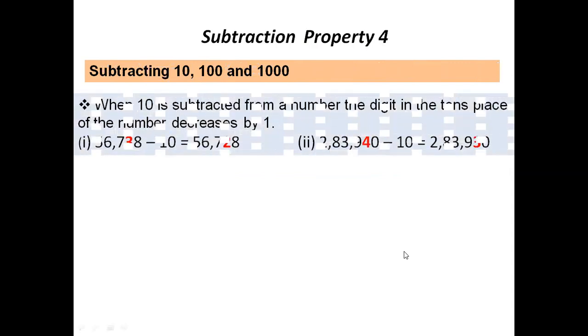And the last property is of subtracting tens, hundreds and thousands. Now when 10 is subtracted from a number, the digit in the tens place of the number decreases by 1. Exactly opposite of addition. There in addition, when you add it, that place digit increases by 1. Here we are subtracting, so it gets decreased by 1.